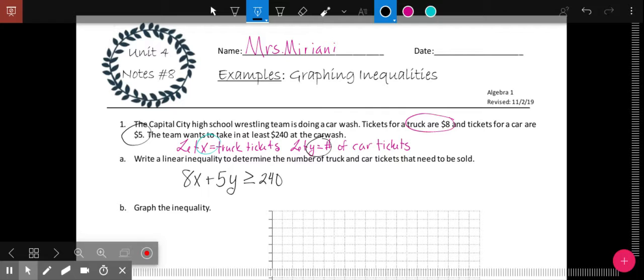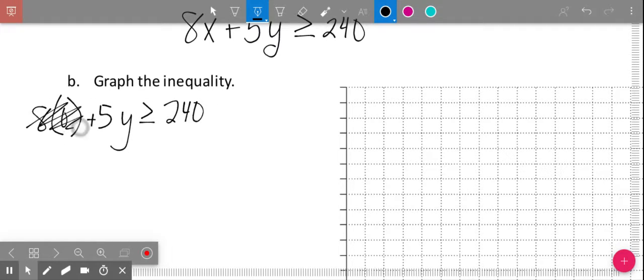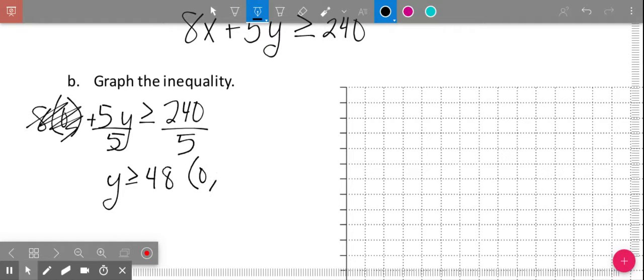So that's my inequality that I'm going to have to work with. This right here is in standard form, so to solve this, I'm going to be plugging in my zeros, which we're getting pretty good at. First we have to find our intercepts. To find the y-intercept, I'm going to have 8 times 0 plus 5y is greater than or equal to 240. This goes away because anything times 0 is just 0. We're going to divide out the 5, and I'll have 240 divided by 5. It's going to give me y is greater than or equal to 48. So my y-intercept is going to be (0, 48).